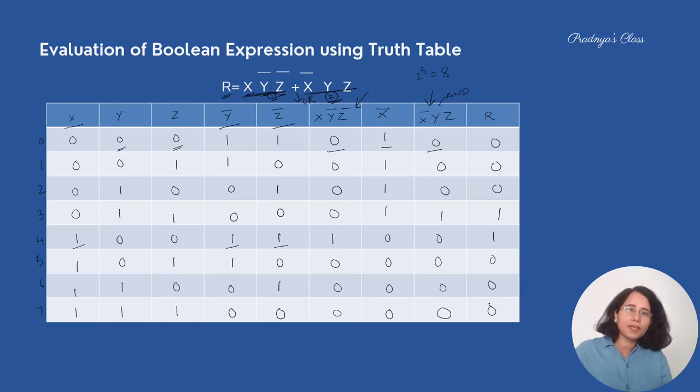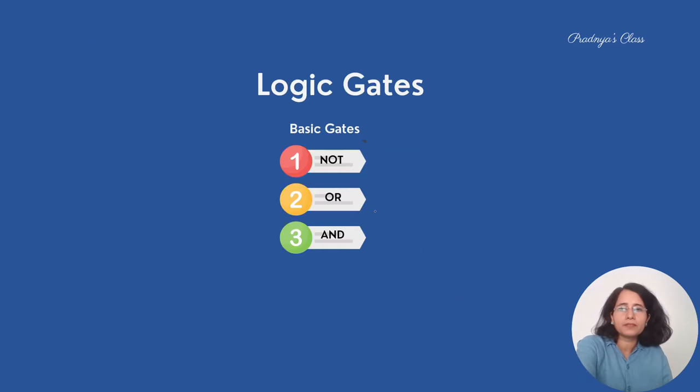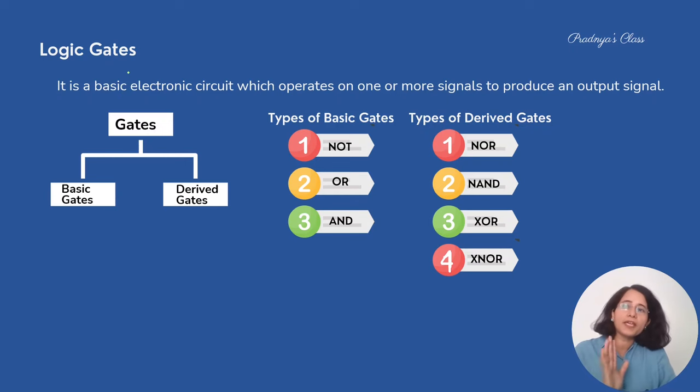In this way, we have evaluated the Boolean expression using truth table. You can solve more examples to get the practice. Now let's move on to the next topic, that is logic gates. Boolean operations are performed by logic gates in computers. So what is a logic gate? It is actually an electronic circuit which operates on the input signals and produces an output signal.